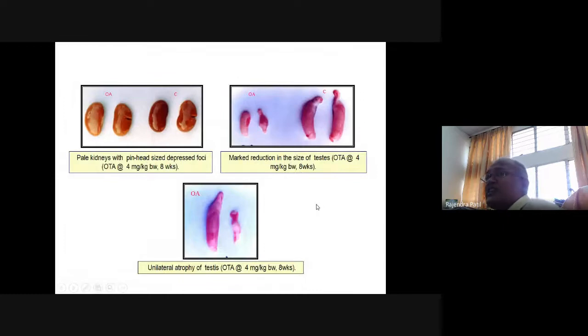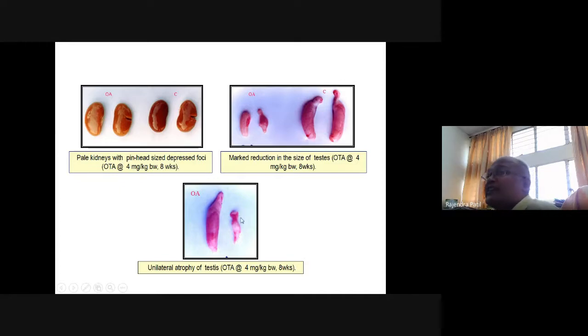Then this one is a study in the rats, and you can see the control kidneys and the aflatoxin treated kidneys, and you can find necrotic foci over the surface of the kidney. Even the testes, as I told, up to 8 weeks, 4 ppm aflatoxin we are giving through diet, and you can see the control testes of the young rats and the aflatoxin treated animal testes, showing severe atrophy or marked reduction.